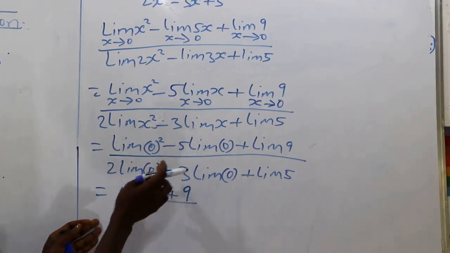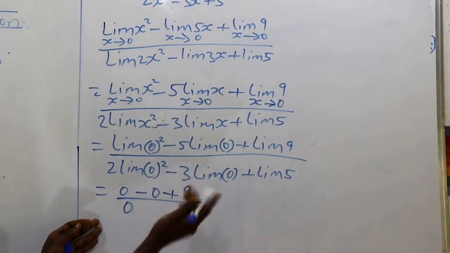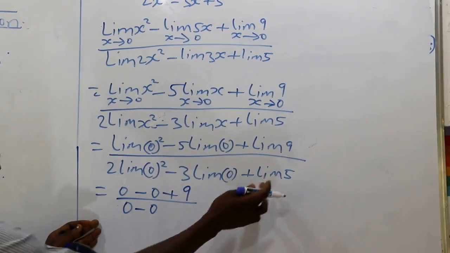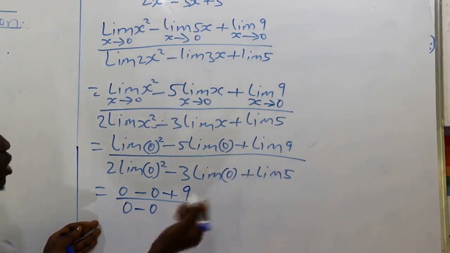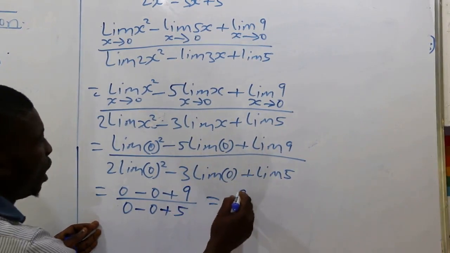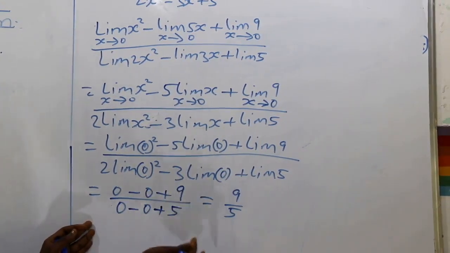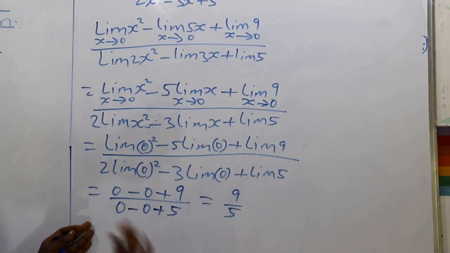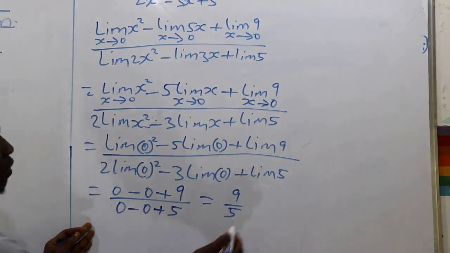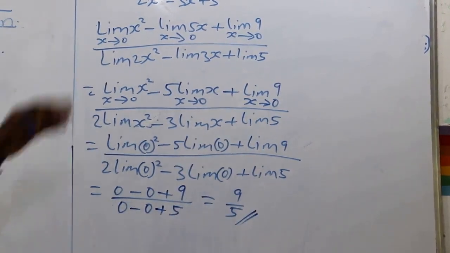0 times 2 gives us 0. 0 times 3 gives us minus 0. Then lim 5, by our first property, gives us plus 5. So now our final answer is 9 over 5. 0 minus 0 is 0. Then plus 9 gives us 9. 0 minus 0 is 0 plus 5 will give us 5. So our answer is 9 over 5 for the second example.